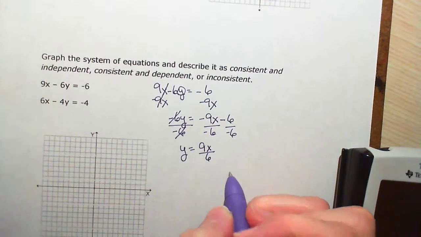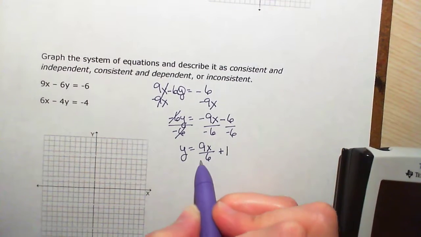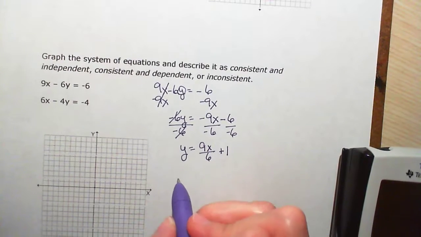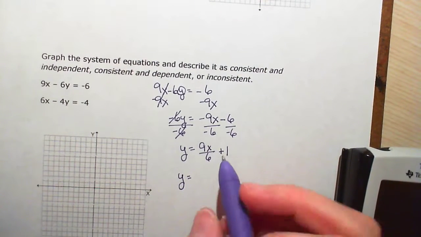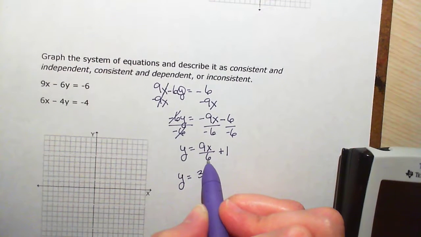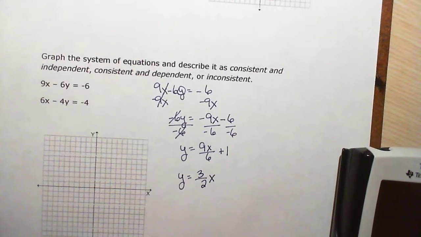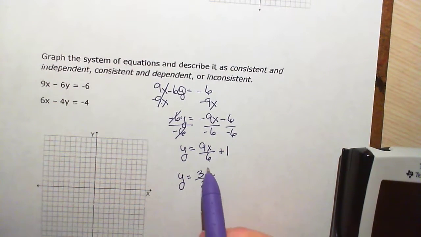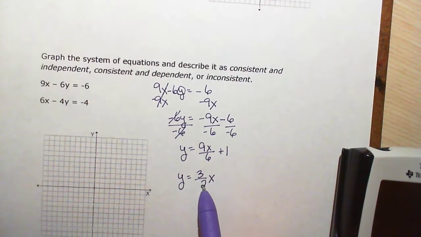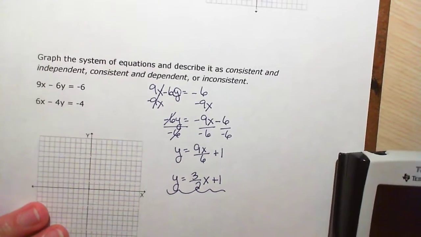So I'm going to write that as 9x over 6. Negative 6 divided by negative 6 is positive 1. This fraction can be simplified, so one more step, let's simplify that. 3 divides into 9 3 times. 3 divides into 6 2 times. And I'm going to write it like this. Instead of that x up here, I can write it as 3/2 x. Then it looks more like slope-intercept form, and I know my rise is 3 and my run is 2. Plus 1. So there's the first line I want to graph.